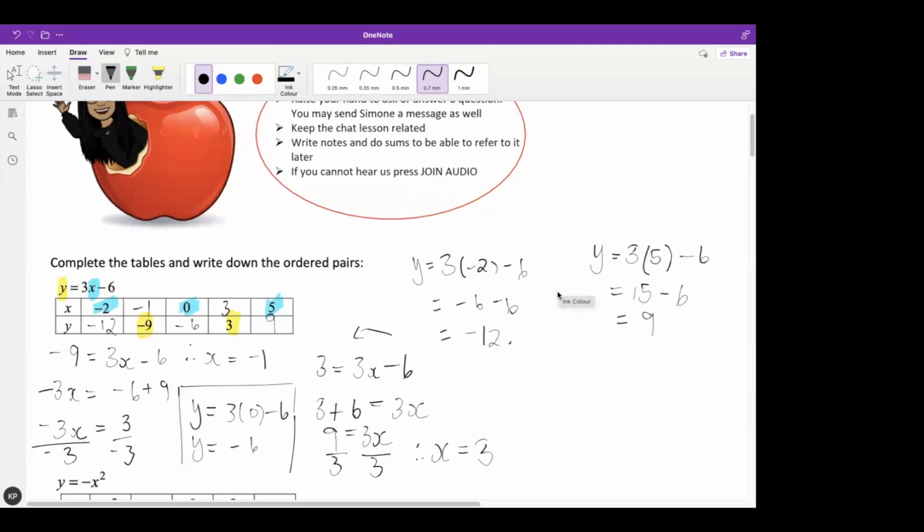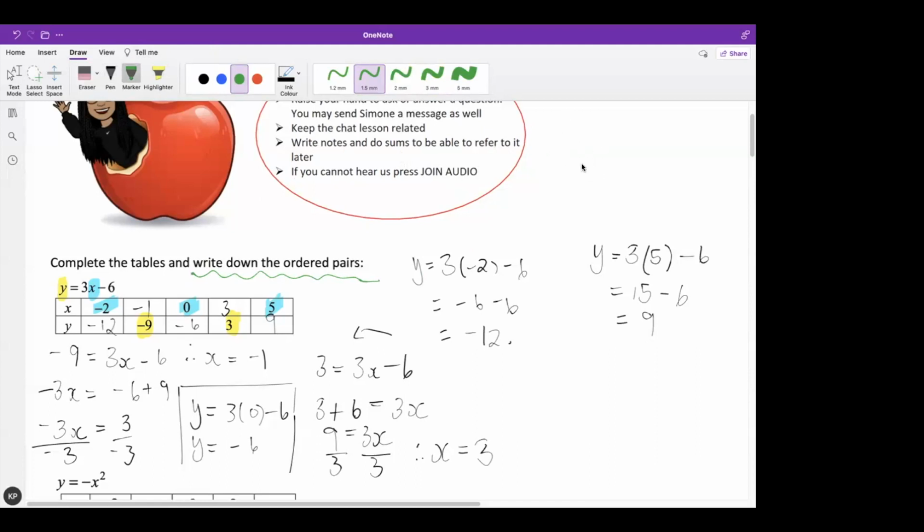There's one thing that we're missing that we haven't done yet. What is that? Anybody see the instruction? It said complete the table and then what? What does this part mean, guys? And write down the ordered pairs. Does anyone remember what the ordered pairs are?